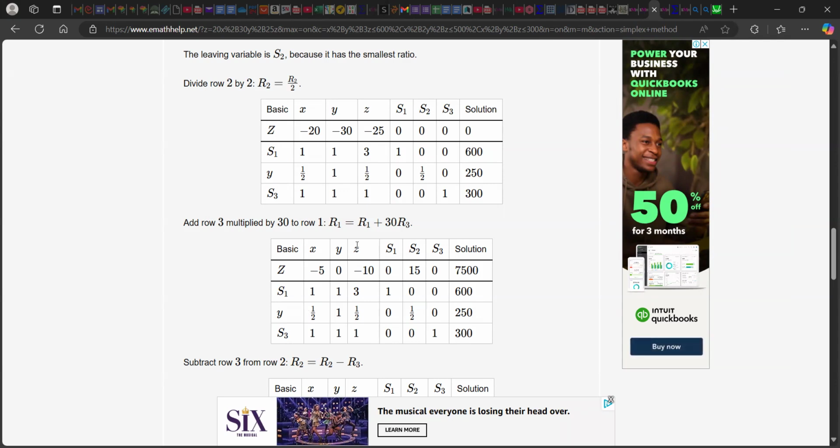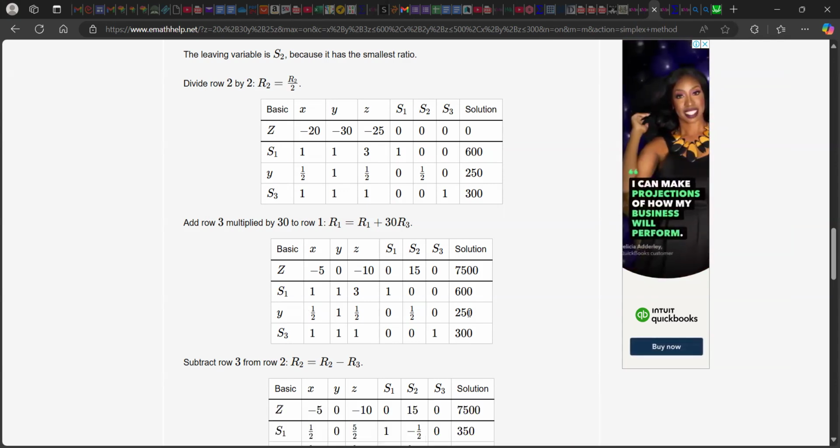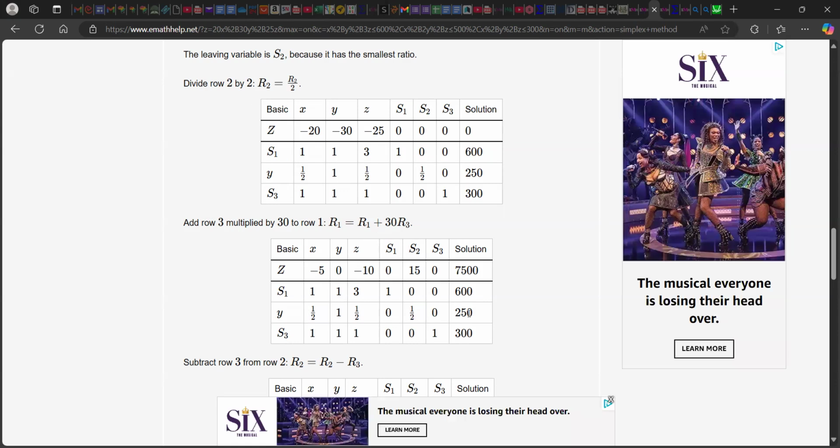Right? See what I tell you? Multiply this row by 30. You're always using the pivot row to do something to it, right? And then add it to another row to get rid of all the non-zero numbers. That's basically, you should have gotten that by now.